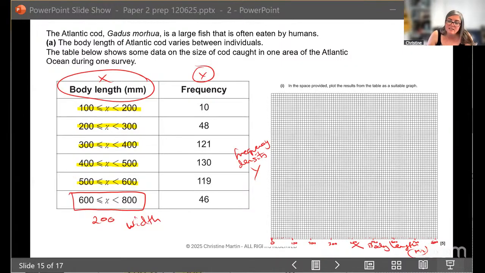And then what I need to think about is depending on whether I've used frequency or frequency density, going up, what's my highest? Well, if I'm going up to my frequency, my highest number is 130. So I need to make sure that I can do my scale up to 130 there in the right way.